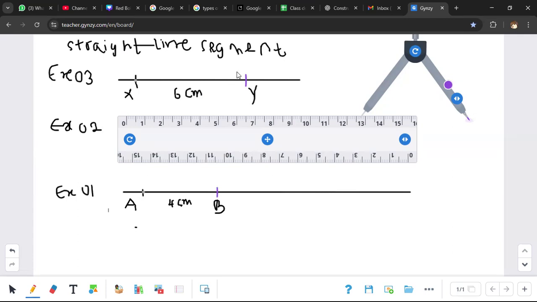Straight line segment. Right? Roughly review so you can understand. Okay, guys. So that part is done.